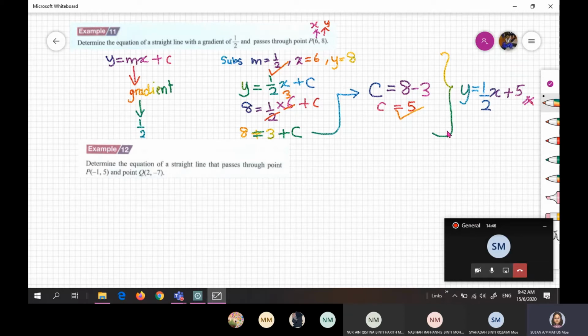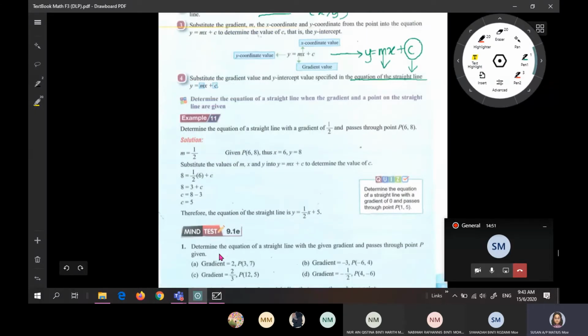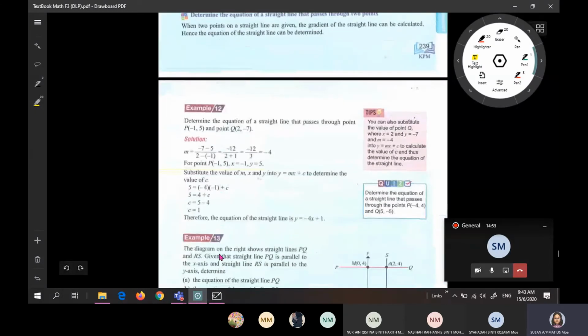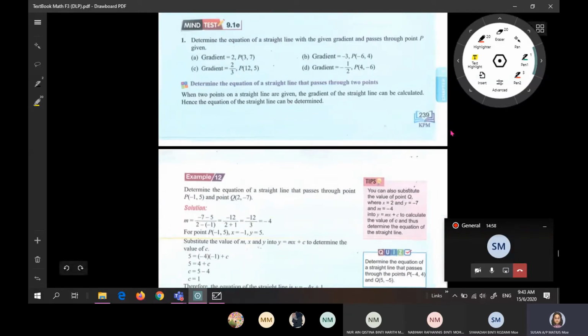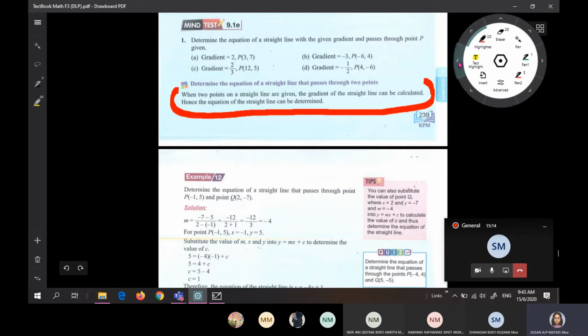Look at the comparison with example 12. Example 12 gives us an idea of how to get an equation, but in this case you do not have the gradient. What is given to you? You are only given 2 points. When you are given 2 points, how are you going to find the answer? The teacher will show you in the example itself.